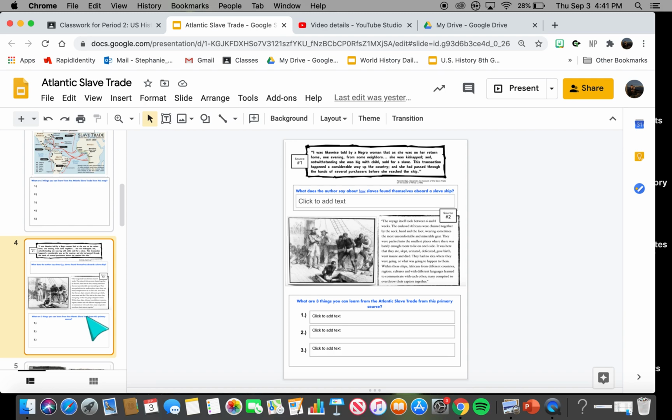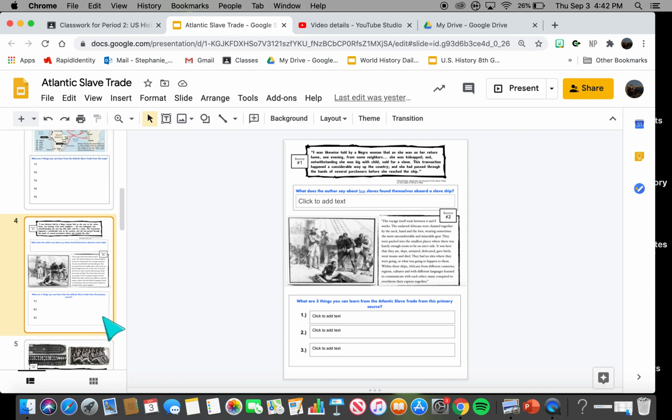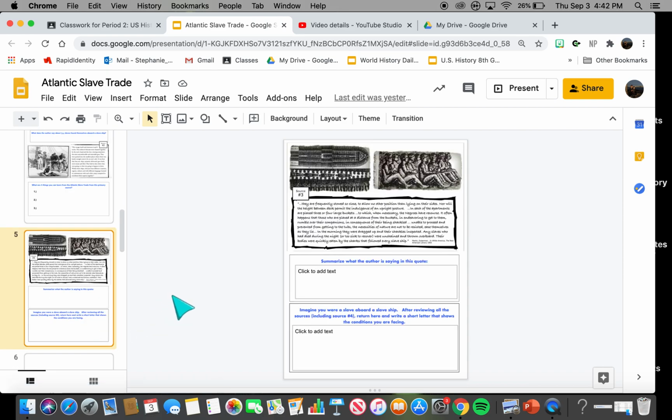Be specific. Don't just say, I learned that they could draw. I learned that they could read. Be specific and take it seriously, you guys. What specifically do you see in it that you did not know, that you think people can learn based on this artifact? So we're going to go to the next one.